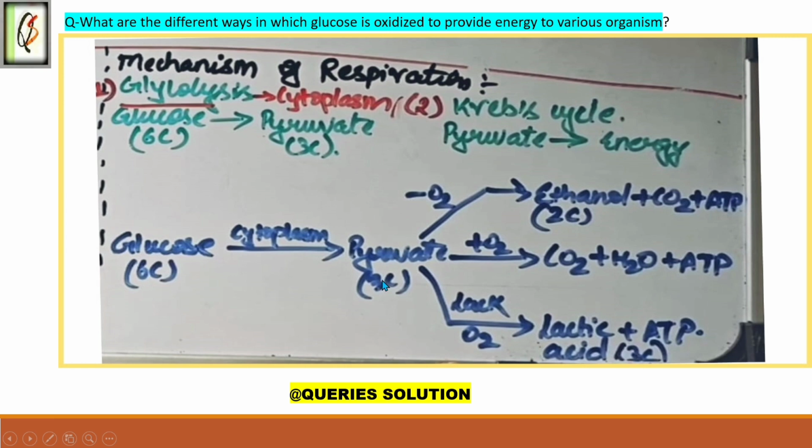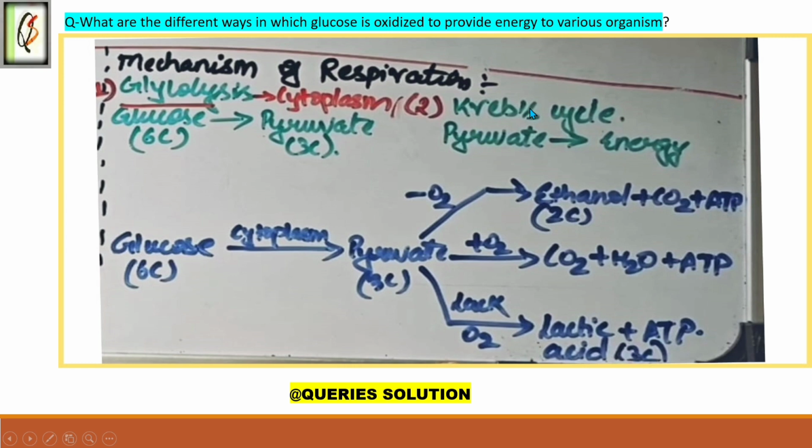Now, if the organism's body contains oxygen, as you can see here a plus sign, or if the organism's body contains no oxygen, where you can see a negative sign, or if the organism's body consists of a lack of oxygen stage. So depending on the availability of the oxygen, this pyruvate will next be broken down further to release energy in different versions, and that's what is known as the Krebs cycle.